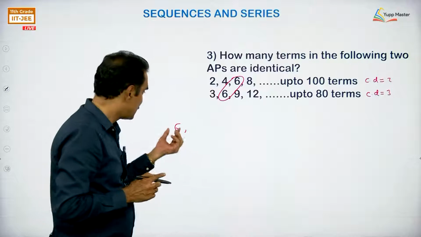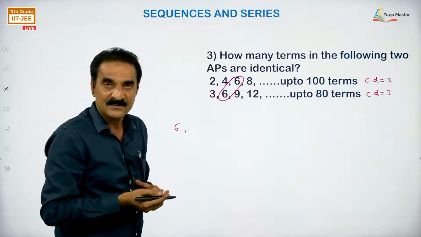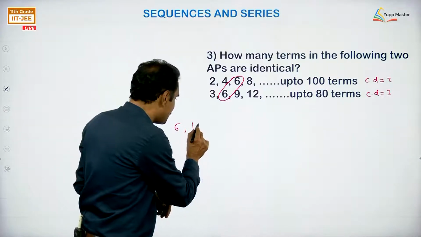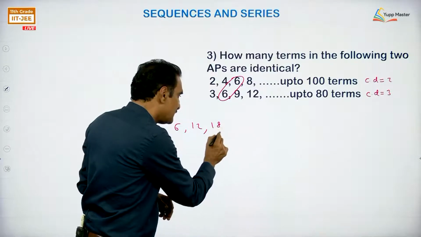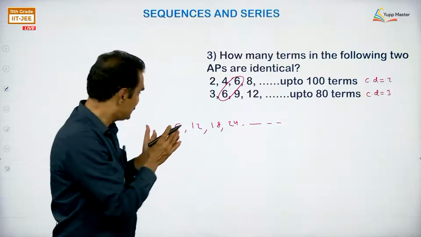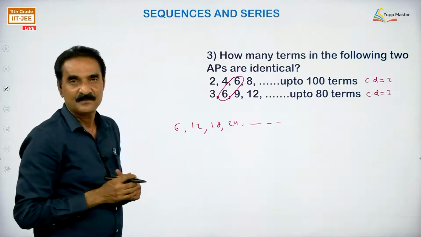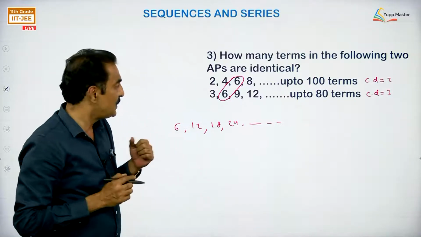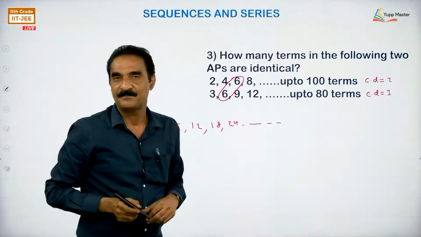Alright. So, first term is 6, common difference is 6 now. So, 6 plus 6, next term is 12, next term is 18, next is 24 and so on. This is the series of common numbers. Right. Now, I want the number of common terms.